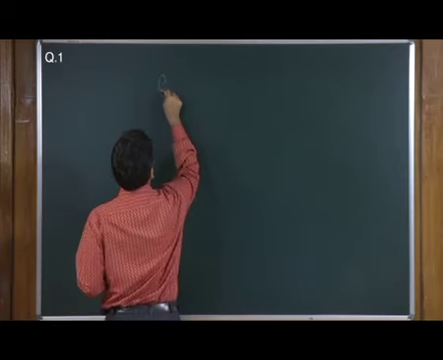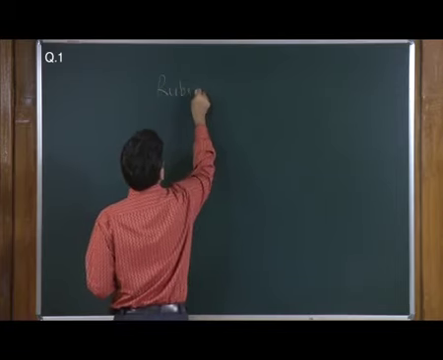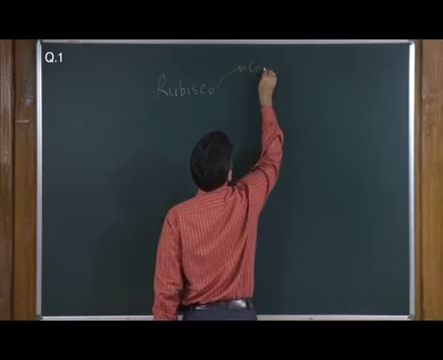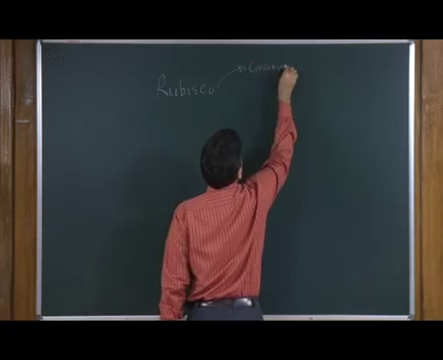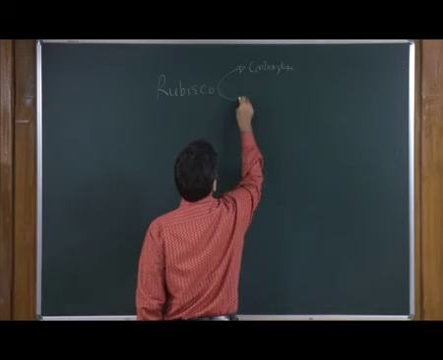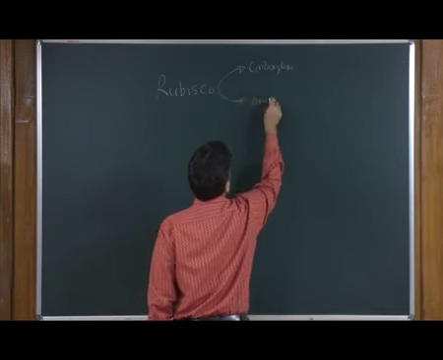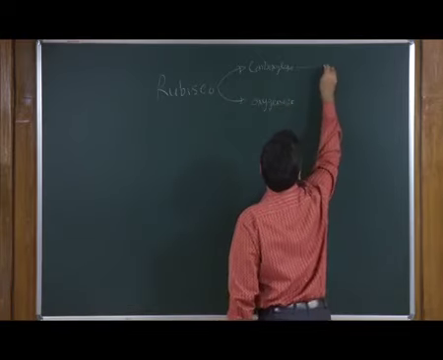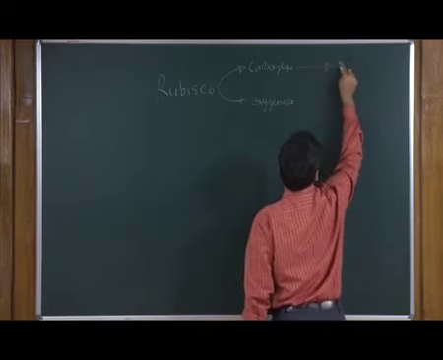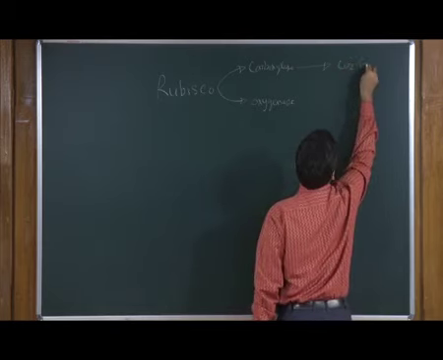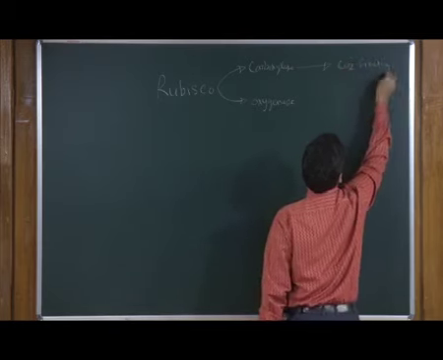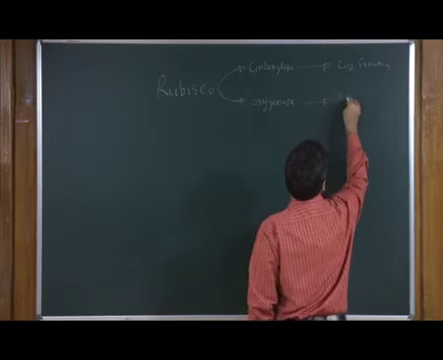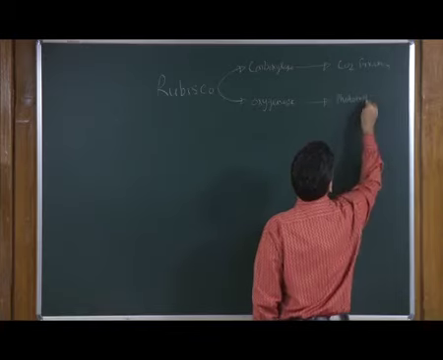So, Rubisco has two activities. One is carboxylase activity and the other one is oxygenase activity. And you know that the carboxylase activity is doing the CO2 fixation, whereas the oxygenase activity is doing the photorespiration.